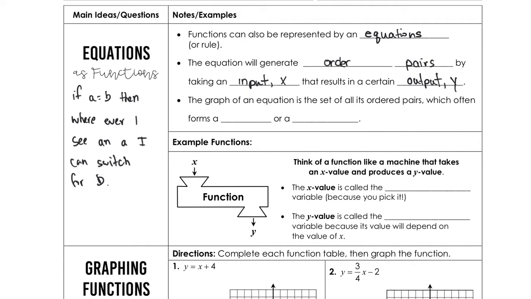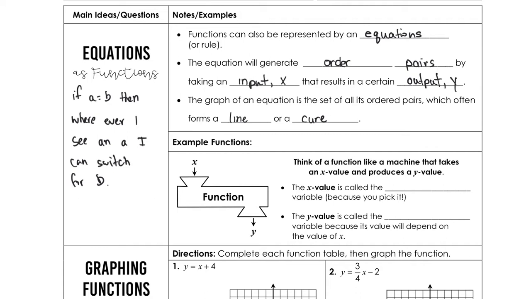So then the graph of an equation is the set of all its ordered pairs, which literally forms a line or a curve. All graphs are either lines or curves. So what we do is we take all of those ordered pairs, we plot them, and then we see what it creates.